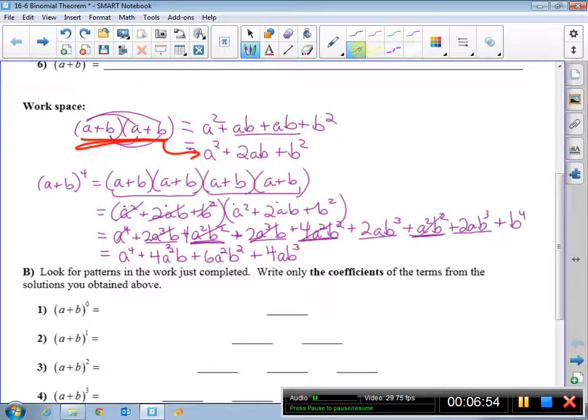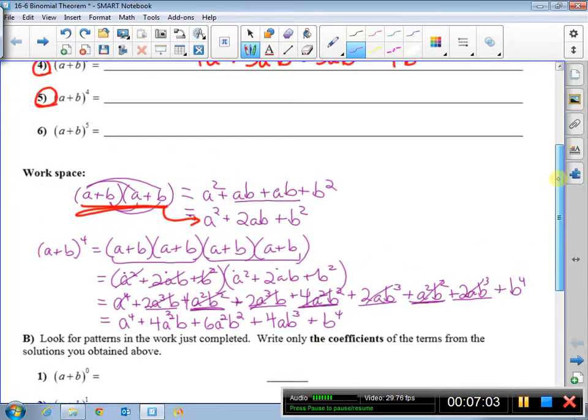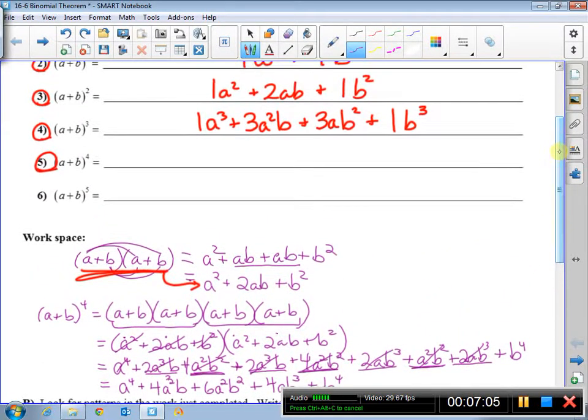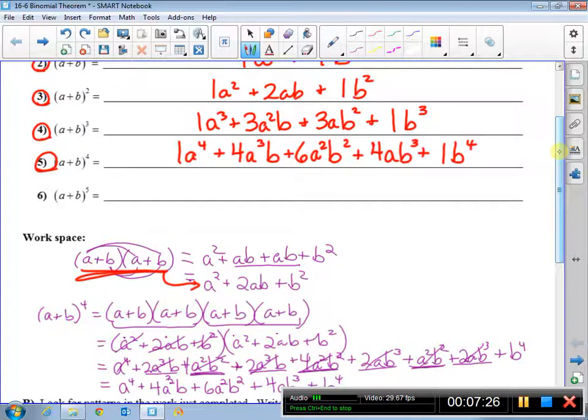4a b cubed. And last but not least, my 1b to the fourth. So I'm going to transfer that up here, writing those coefficients nice and big. So 1a to the fourth, 4a cubed b, 6a squared b squared, 4ab cubed plus 1b to the fourth.